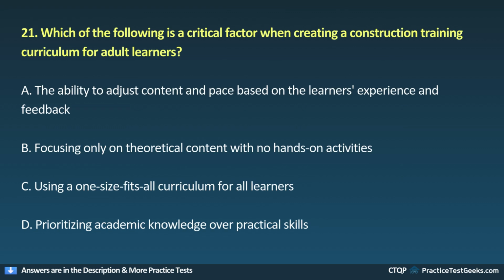21. Which of the following is a critical factor when creating a construction training curriculum for adult learners? A. The ability to adjust content and pace based on the learner's experience and feedback. B. Focusing only on theoretical content with no hands-on activities. C. Using a one-size-fits-all curriculum for all learners. D. Prioritizing academic knowledge over practical skills.